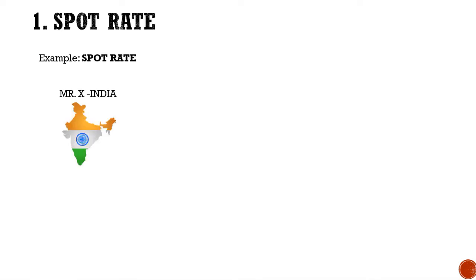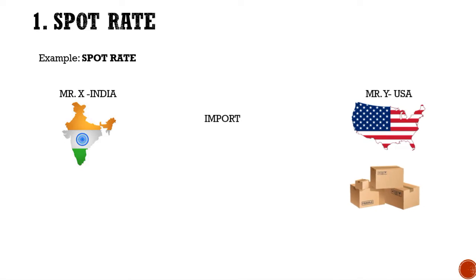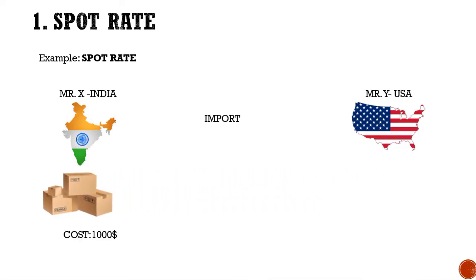Let's say we have Mr. X from India and Mr. Y from USA. Mr. X wants to import goods from USA to India. The cost of it is $1,000. The current rate prevailing in the market is $1 equal to rupees 70. Therefore, the total amount in INR will be 70 into 1000, which is rupees 70,000. So Mr. X will have to pay 70,000 to USA, but before that he'll have to convert the rupees 70,000 into dollars and pay in dollars. This is known as the spot exchange rate.